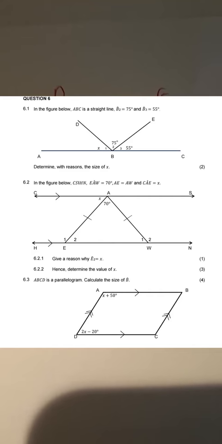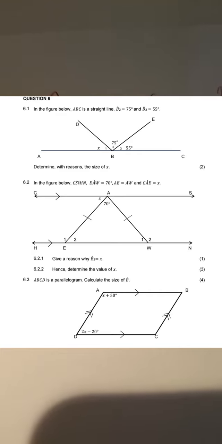This was our next question. So 6.1 we are done. Let's look at this one, 6.2. In the figure below, CS is parallel to HN. That's good, TK, I'm glad. CS is parallel to HN. I'm sure you can see where CS is, you can see where HN is.